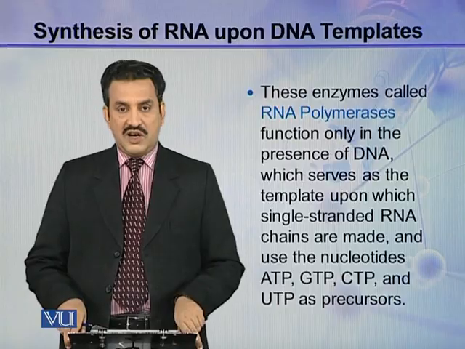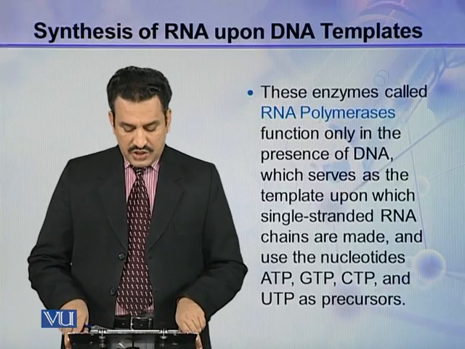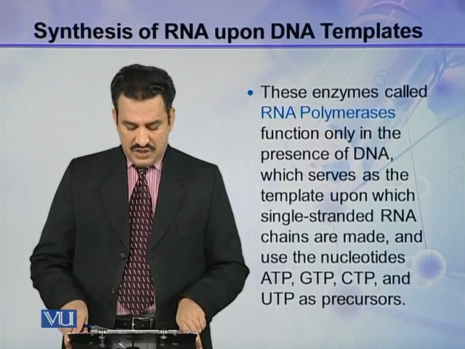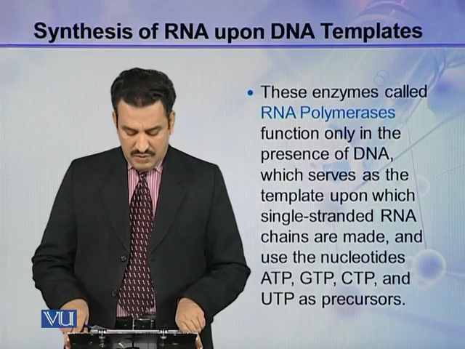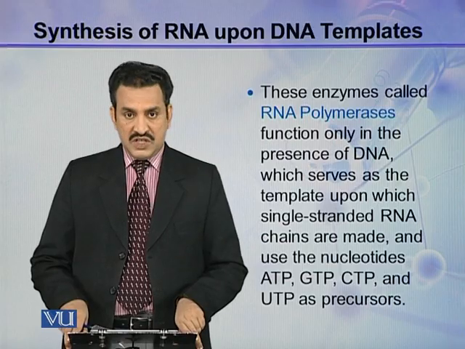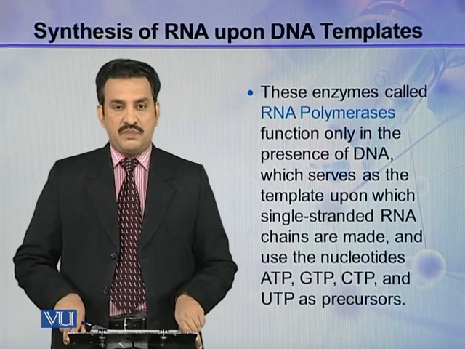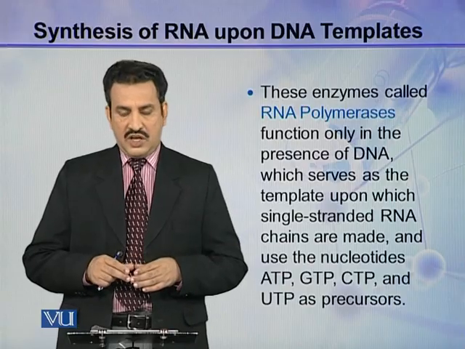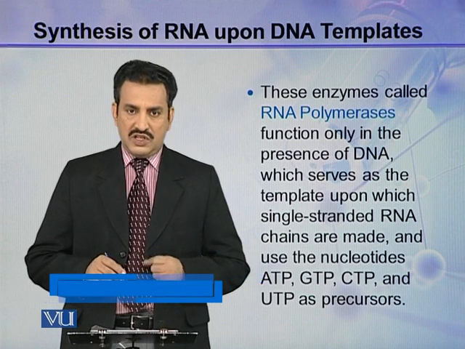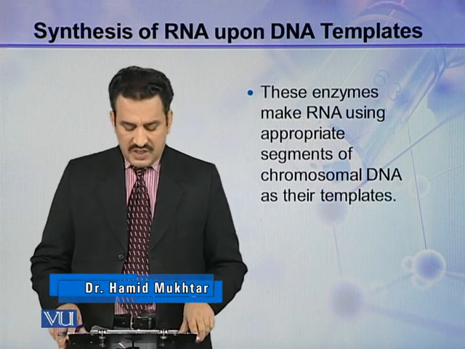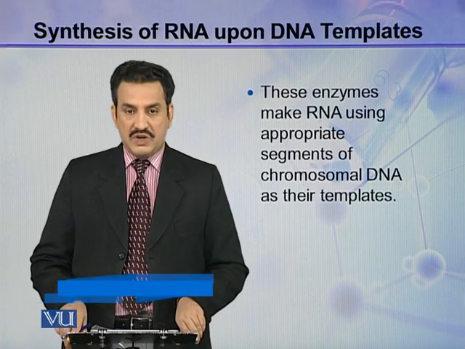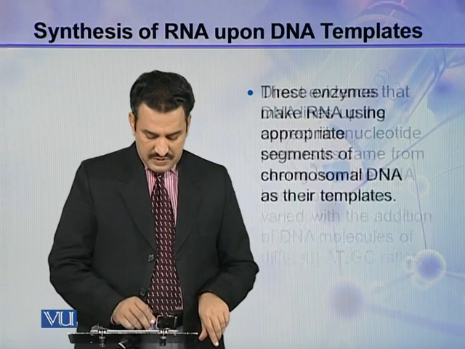These enzymes, called RNA polymerases, function only in the presence of DNA, which serves as the template upon which single-stranded RNA chains are made, and use the nucleotides ATP, GTP, CTP, and UTP as precursors. So these nucleotides are used as precursors, and the synthesis of mRNA strand takes place on the DNA. These enzymes make RNA using appropriate segments of chromosomal DNA as their templates.